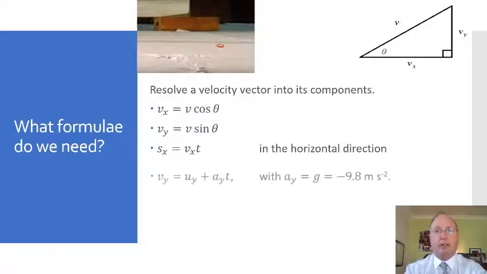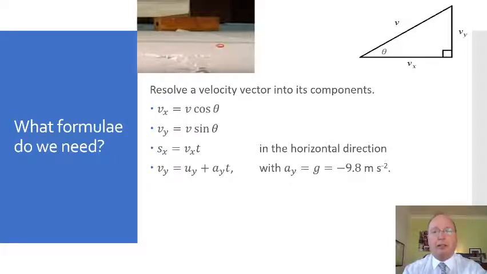We also need to know v equals u plus at. Now, you'll notice I put subscripts there, so vy equals uy plus ayt, because acceleration is only in the vertical direction, in the y direction. So acceleration is always downwards due to gravity.